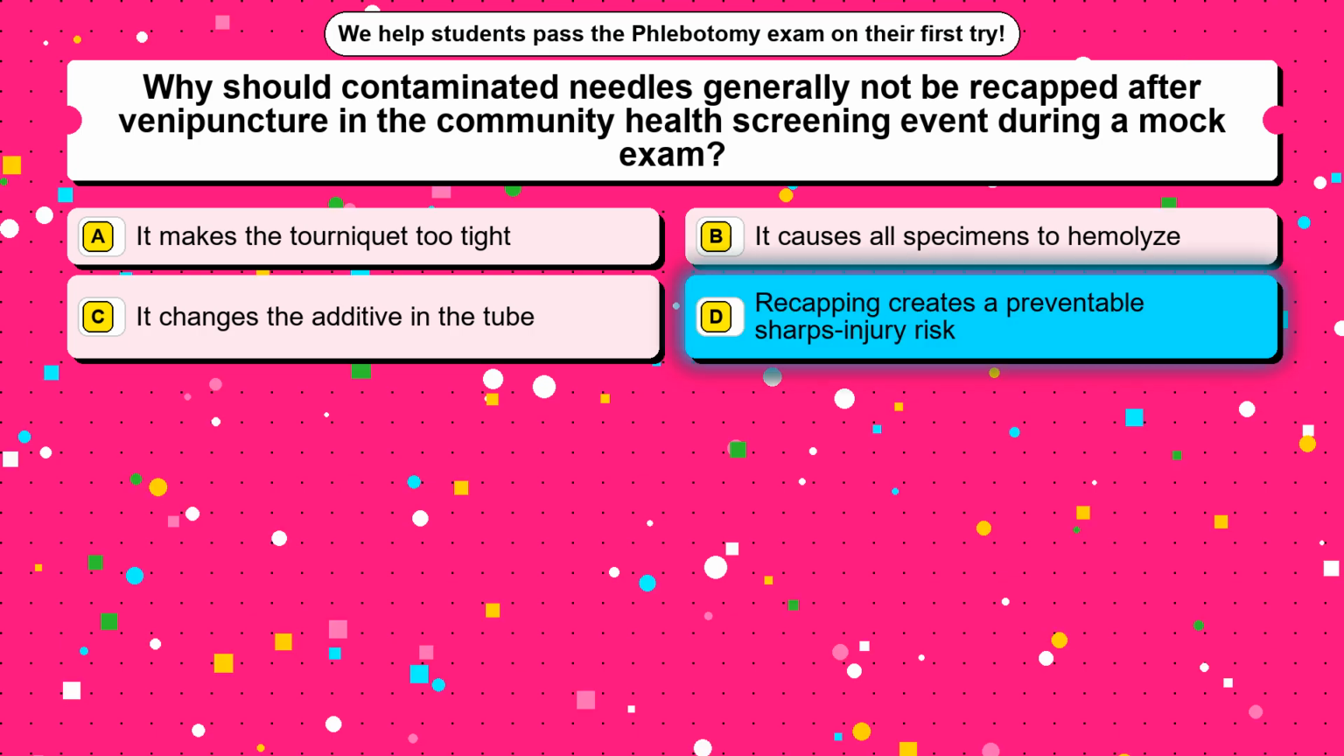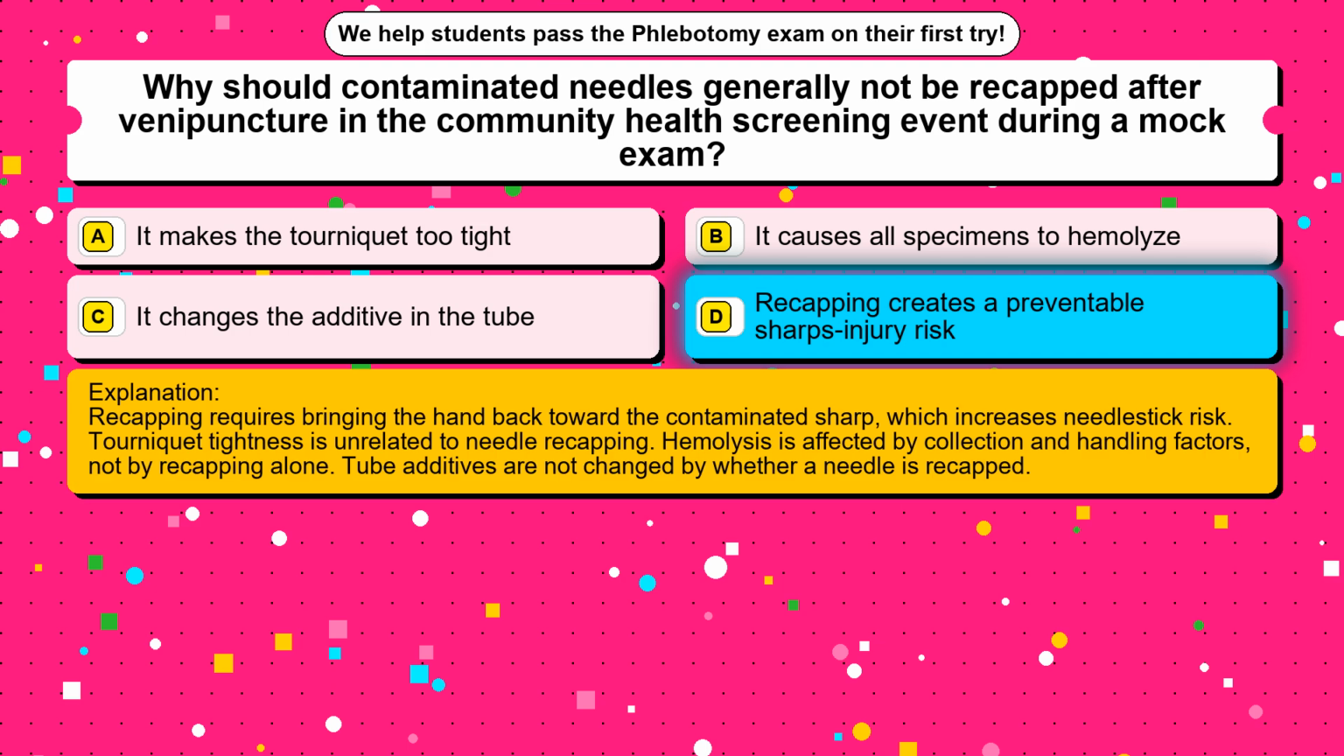The correct answer is option D. Recapping creates a preventable sharps injury risk. Recapping requires bringing the hand back toward the contaminated sharp, which increases needle stick risk. Tourniquet tightness is unrelated to needle recapping. Hemolysis is affected by collection and handling factors, not by recapping alone. Tube additives are not changed by whether a needle is recapped.